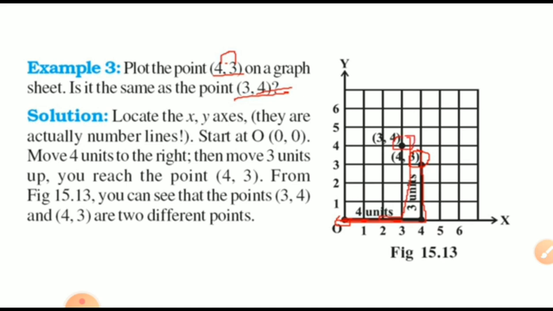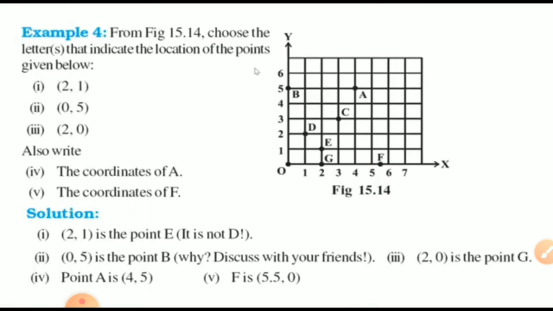Take some more points and denote them on a graph sheet, or if you have a square notebook you can use it this way. You just draw a horizontal line and a vertical line, and it will become a square grid.